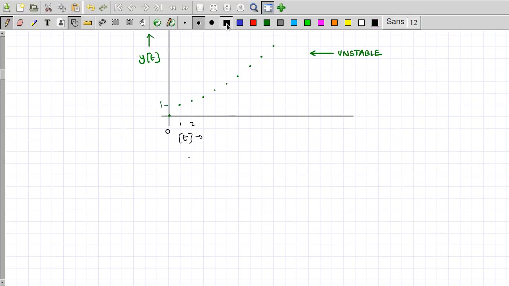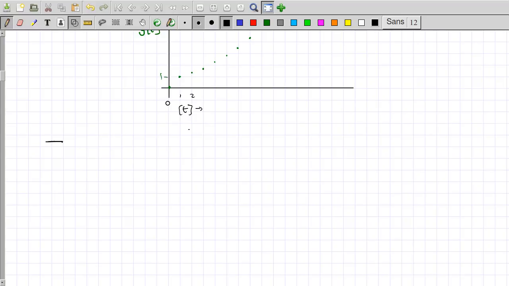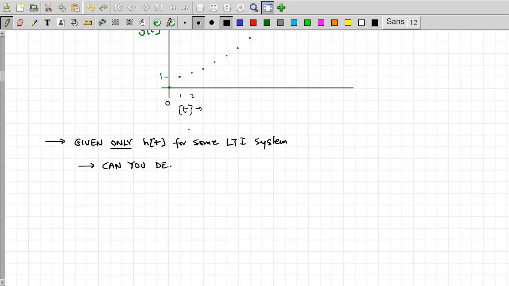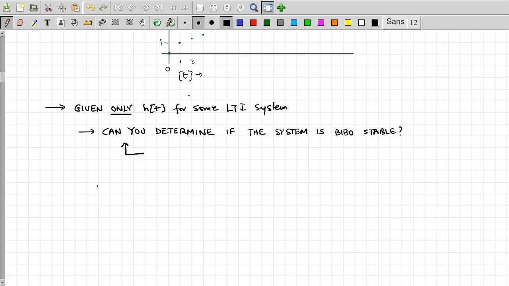So that's the situation. Now there is one thing I'd like you to think about, and I think this will also be covered in the discussions: given only h of t for some linear time invariant system, can you determine if the system is BIBO stable or not? So this is left for you to figure out with the help of a discussion, or preferably actually on your own without the help of a discussion.